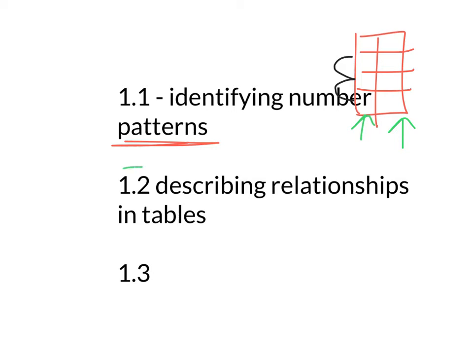After that, we went to 1.2 and we described relationships in tables, and we took a look at the table specifically and saw how the different values would affect each other. Meaning, the values in one column, say column 1, when you multiply it and add certain things, how it would turn into the values in column 2.